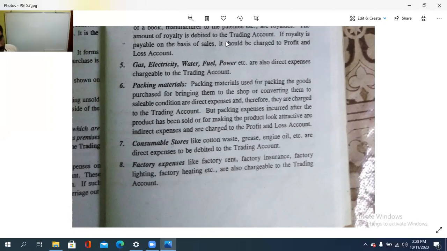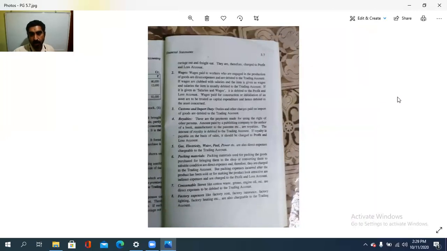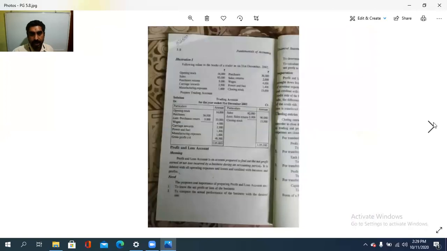Then consumable stores like cotton waste, grease, engine oil, etc. are direct expenses and are to be debited to the trading account. Factory expenses like factory rent, factory insurance, factory lighting, factory heating, etc. are all chargeable to the trading account.